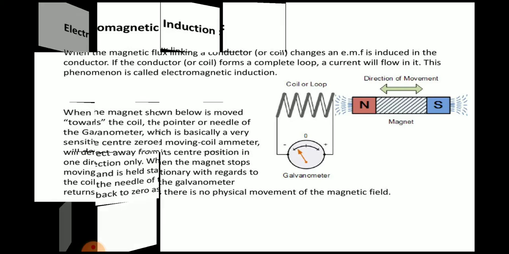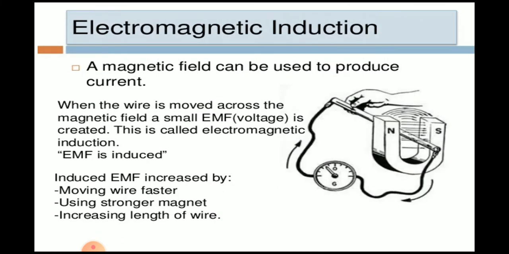So, electromagnetic induction. We already discussed that electromagnetic induction is the process in which induced EMF is produced due to change of flux. The phenomenon in which induced EMF is produced in a coil due to change of magnetic flux is called electromagnetic induction. Now, a magnetic field can be used to produce current.